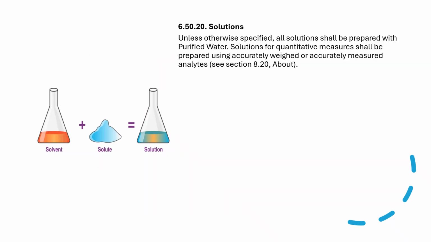So now the next section is 6.50.20, that is solution. Unless otherwise specified, all solutions are prepared using purified water. So purified water is mandatory for preparation of any analytical solution, right. Solutions intended for quantitative measurement must be prepared using accurately weighed or measured analytes, right.